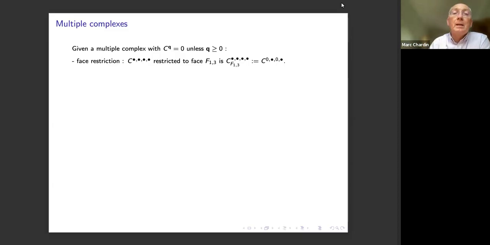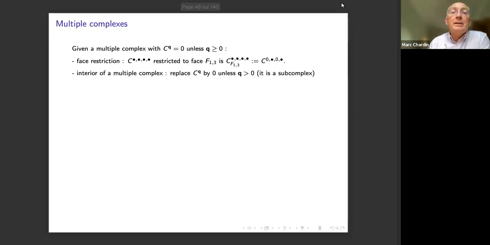Now, before I go to the third definition, for those of us who want to apply this to the Čech complex, you have the interior of a complex. If you have a multi-complex, the interior is the complex that you obtain by keeping the same modules where the indices are strictly positive and replacing the rest by 0. That's a sub-complex of your initial complex.